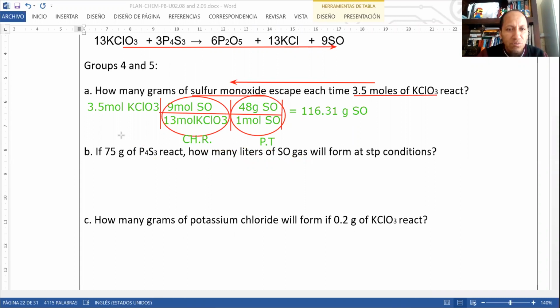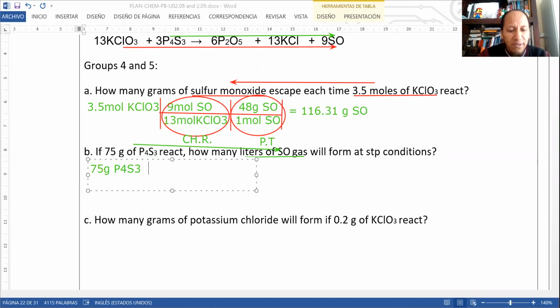I'm going to change everything. Okay, 75 grams it says, and liters of SO, meaning that you're moving from here to there. In the reaction, from here to there. Okay, that's what you've got. So let's get to work. You write 75 grams of P4S3, and you must transform. Since it is in grams, you must pass it to moles first.